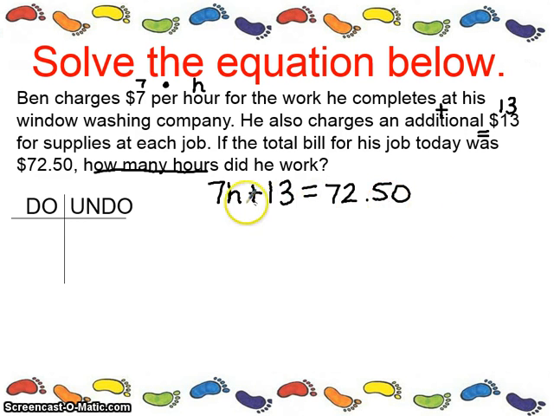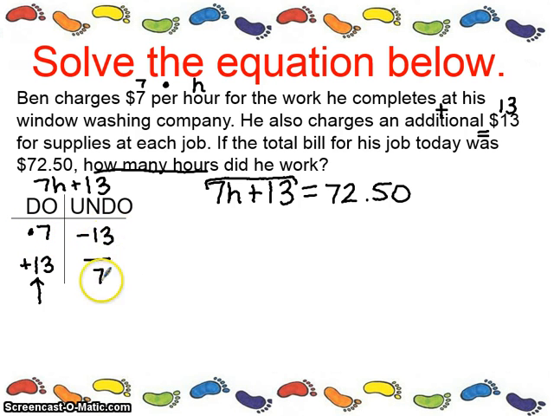So our first step to solving this equation, which is a two-step equation, is to create a do and undo chart for our algebraic expression. Here is our algebraic expression, 7 times h plus 13. If you knew what h was, we would have to take h and multiply it by 7 and then add 13 to it. To undo that, we need to do the inverse operations in reverse order. So we'll have to subtract 13 from each side, and then instead of multiplying by 7, we would divide by 7.